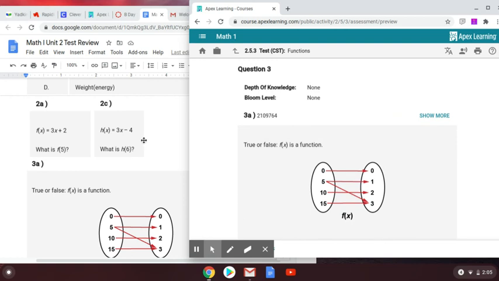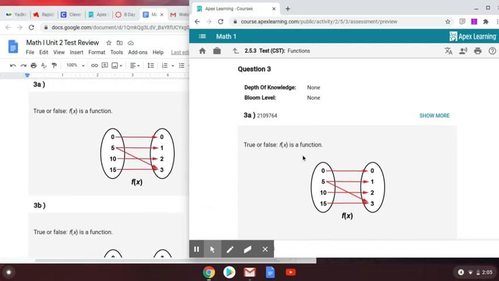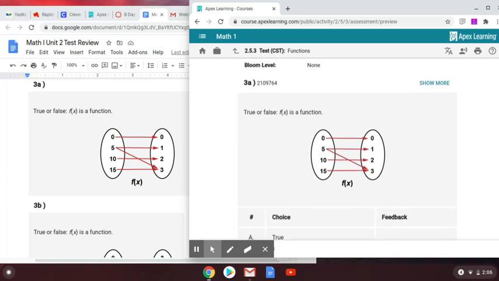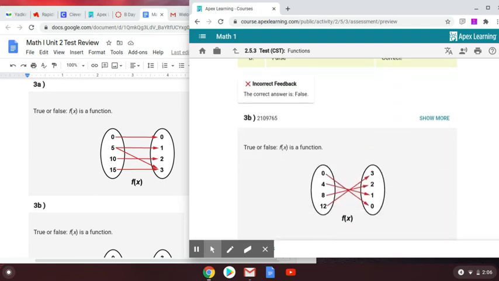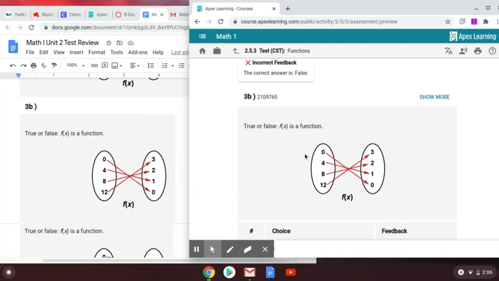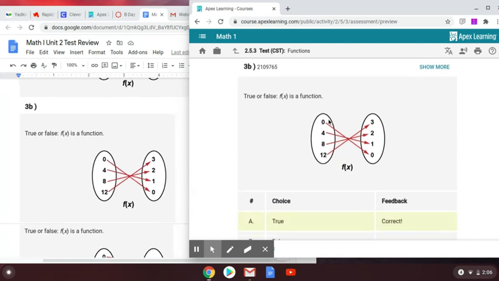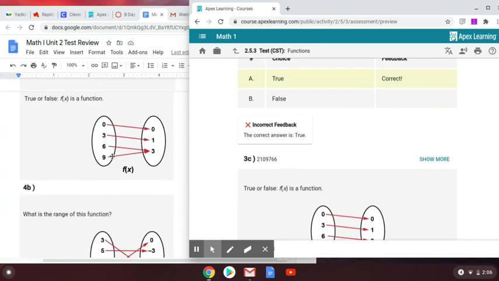Question 3 is giving you a mapping diagram, and they're asking you to tell if this mapping diagram represents a function. This one does not. That is false because one of the inputs has more than just one output. 5 has outputs of 1 and 3, so that's a false. 3B, this one is true because each input has only one output.